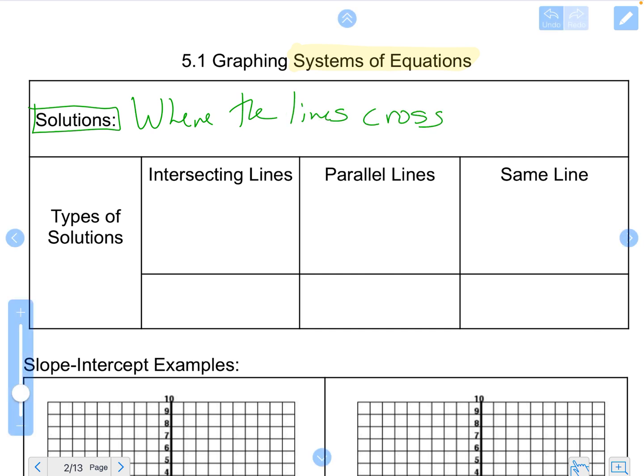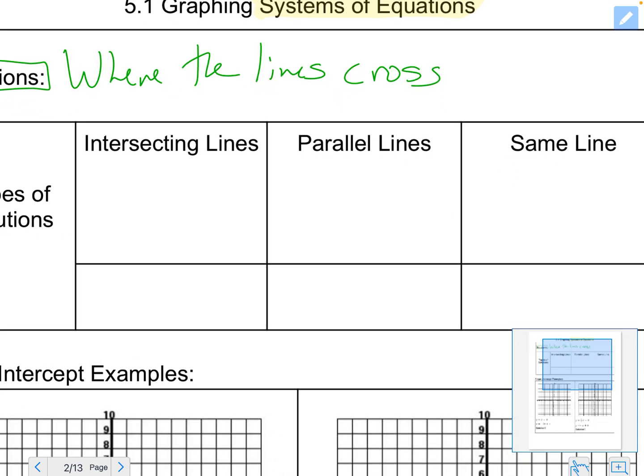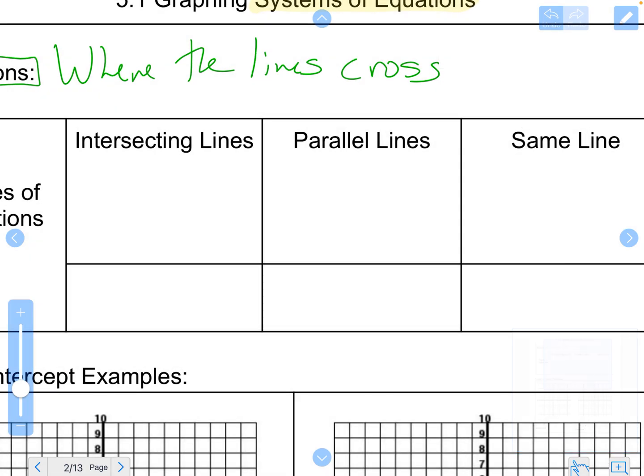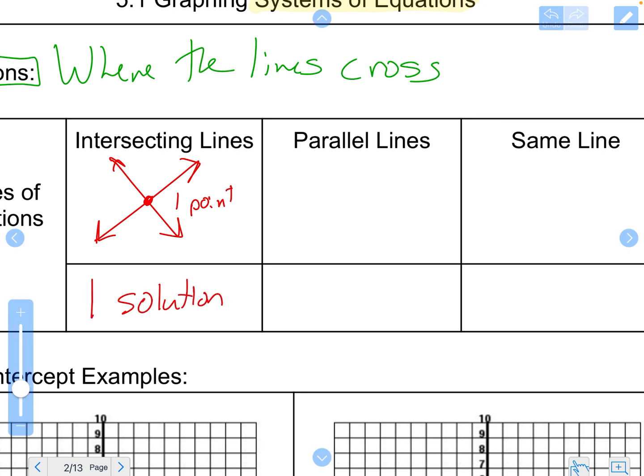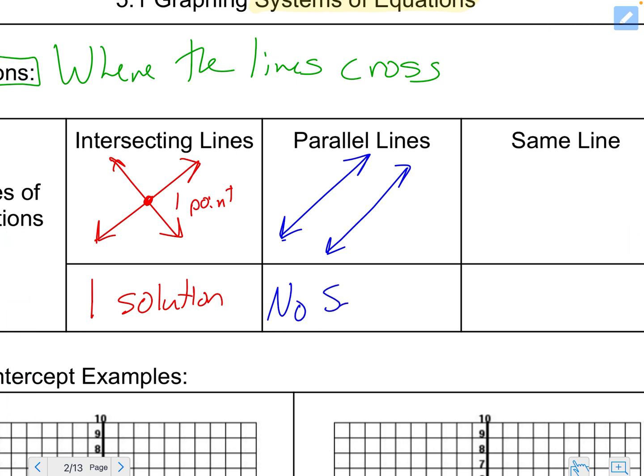So we've got a couple of different types of solutions, and we're going to go over them and what they look like. If we have two lines that intersect, they are always going to intersect at one point, so we're going to have one solution. If our lines are parallel, what we know from last unit is that parallel lines never cross. And so if they never cross, they're going to have no solution.